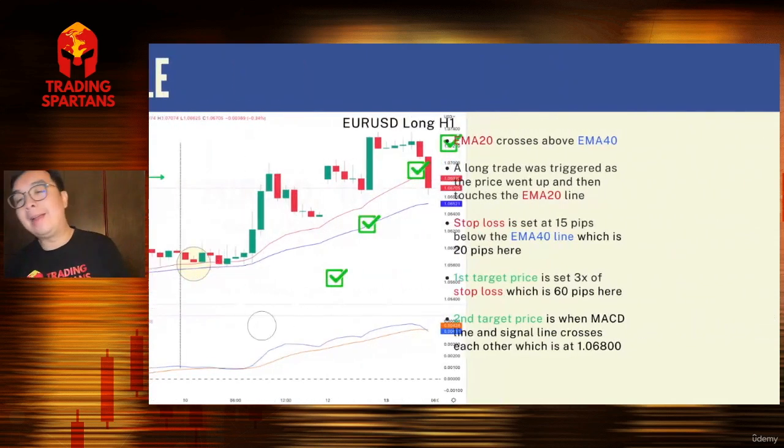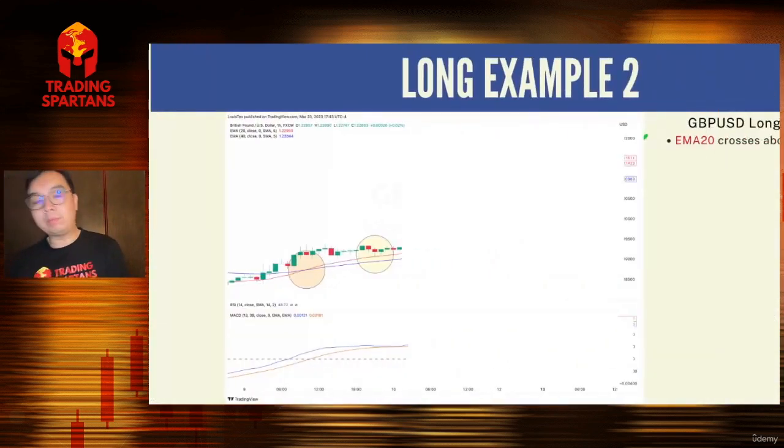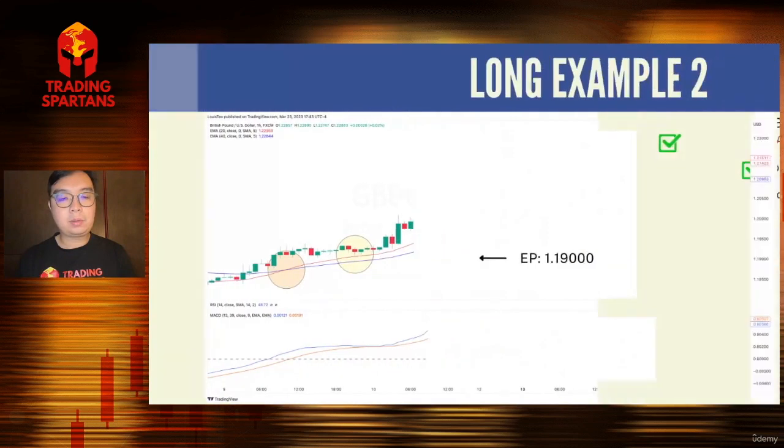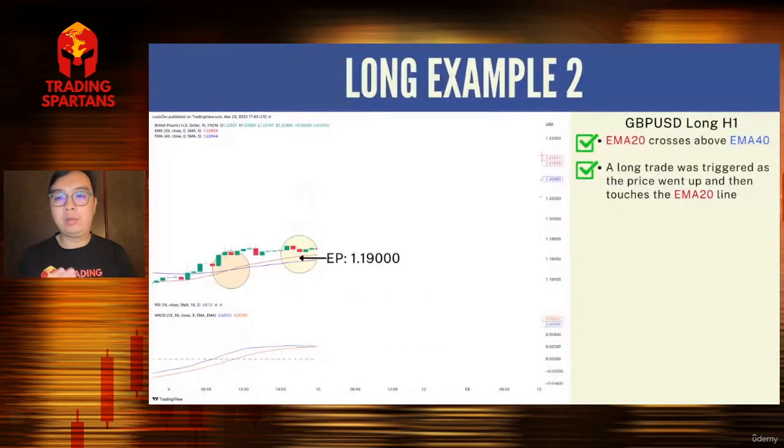So let me give another example. Here we look at a Pound-Dollar long H1 chart. Likewise, EMA 20 crosses above EMA 40. We wait for price to retrace and touch our EMA 20, which happened here, and then we enter a trade. So we enter a long at 1.19, which is where the price touches the EMA 20.